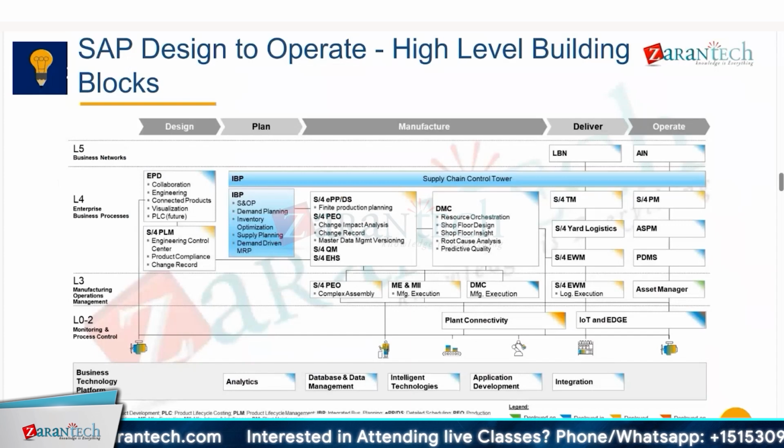Just to give you a few examples, in the design phase, you have EPD. EPD stands for Enterprise Product Development. These are all terminologies related to the SAP IBP functionality, and at the bottom you see the abbreviations for all these terminologies or tools. So EPD stands for Enterprise Product Development, and this is basically used for the designing of the product.